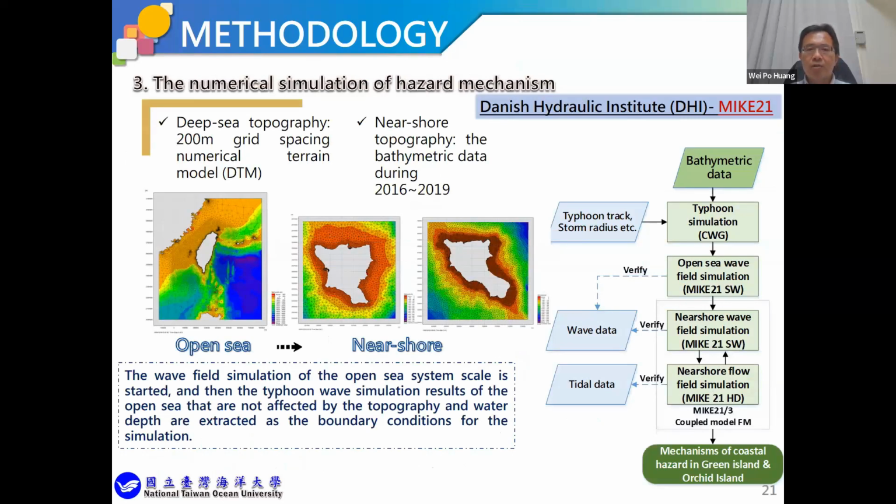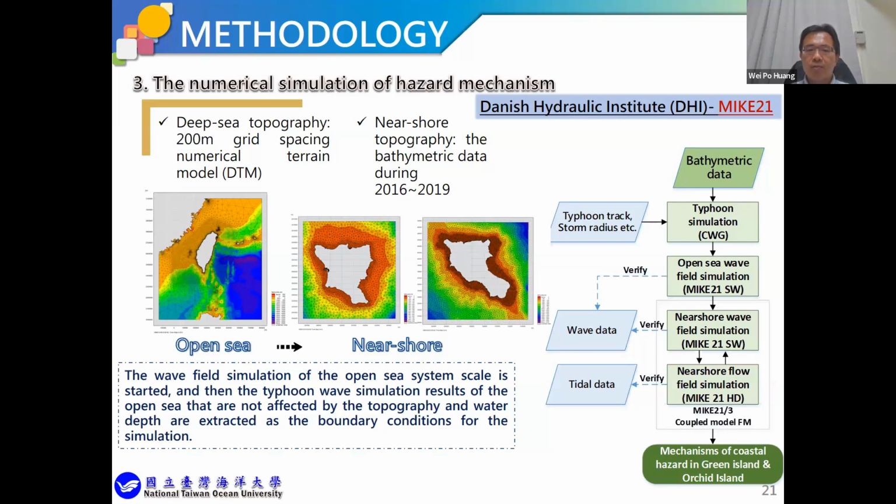Two MIKE 21 modules from the DHI were used to study the effects of wave and current forces. The spectral wave, SW, module, derived from the conservation equation for the spectral wave action density, was used for wave fields. Simulations of current fields were done using the hydrodynamic, HD, module, which is based on solving the incompressible Reynolds-averaged Navier-Stokes equations. The study area was divided into offshore and nearshore regions to comprehensively investigate the impact of typhoon waves and surges on the coastal areas.